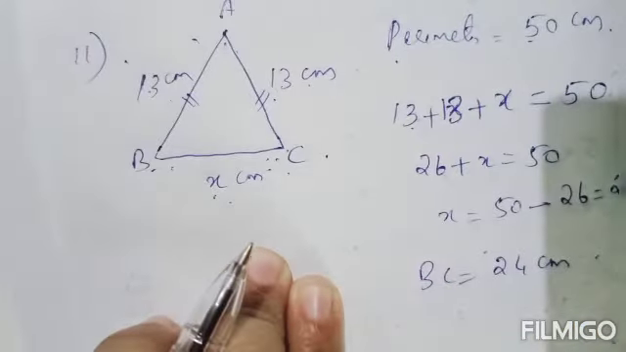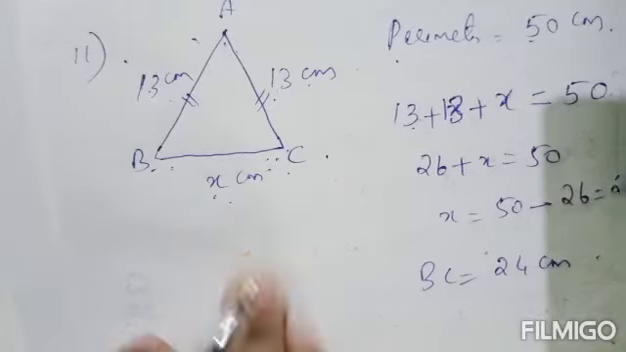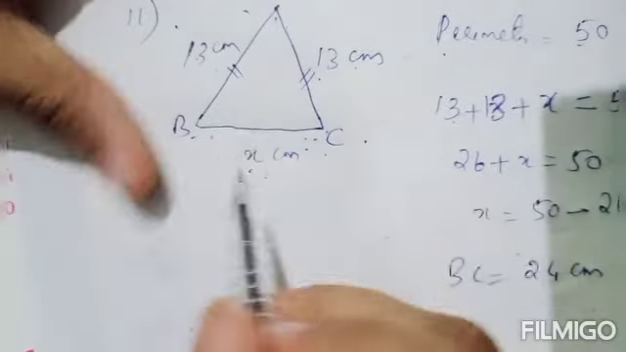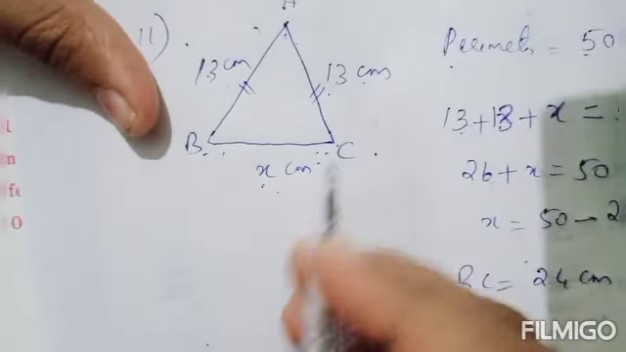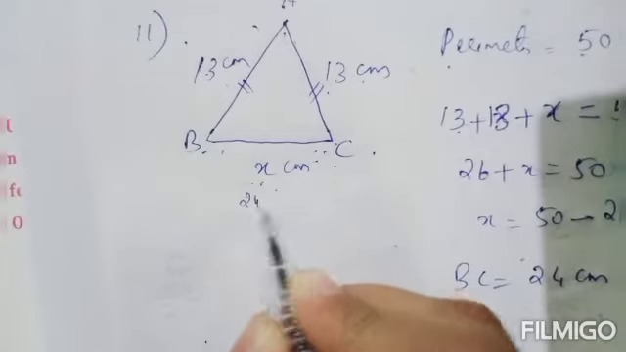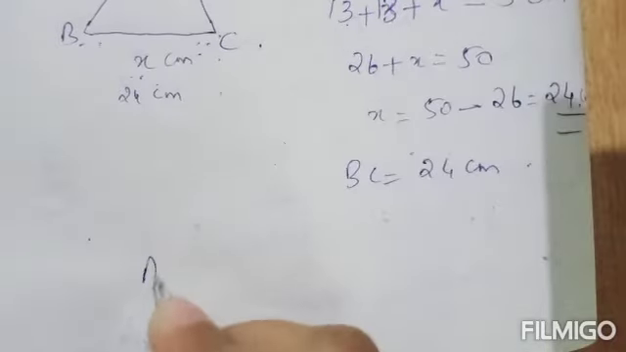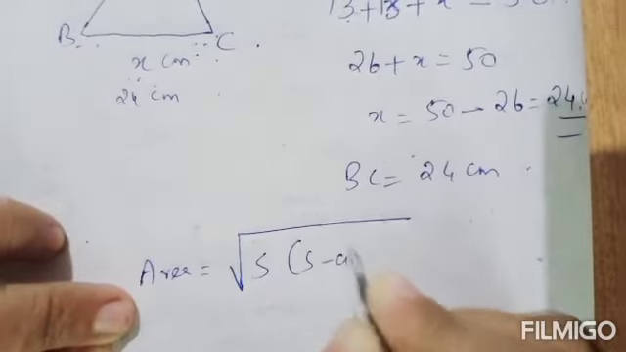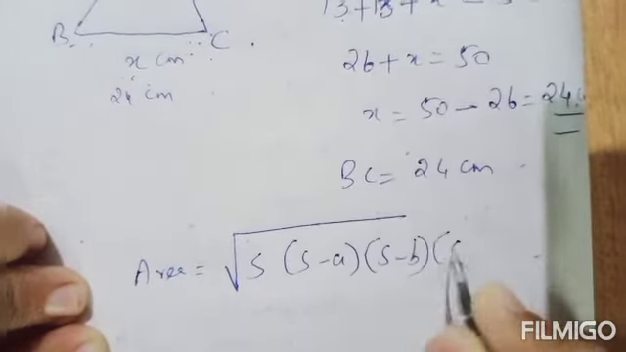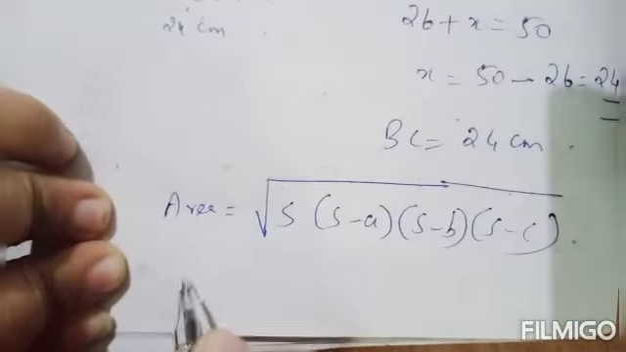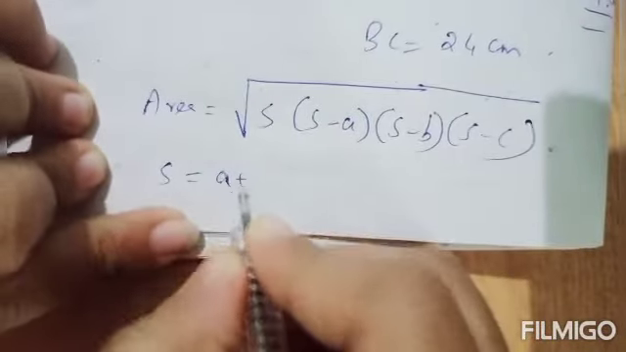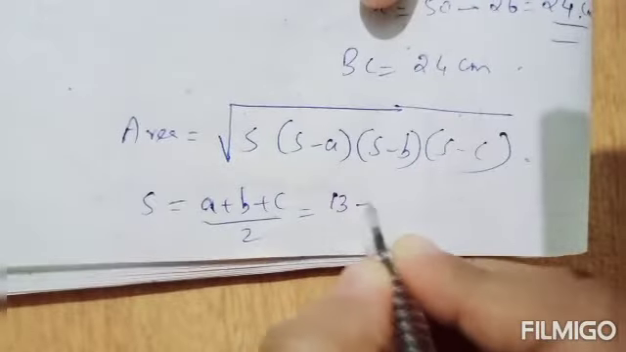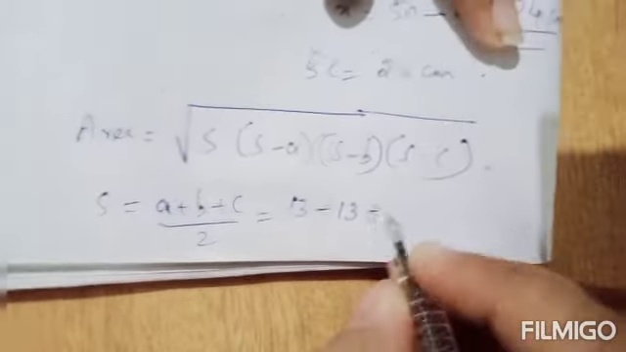What do you need to find here? Find the area of the triangle. So the three sides: one is 13, the other is also 13, the third side is 24 centimeter. Now you can find the area of the triangle by using this formula: root of s into s minus a into s minus b into s minus c. Here s is a plus b plus c by 2. A is 13, b also 13, c is 24.